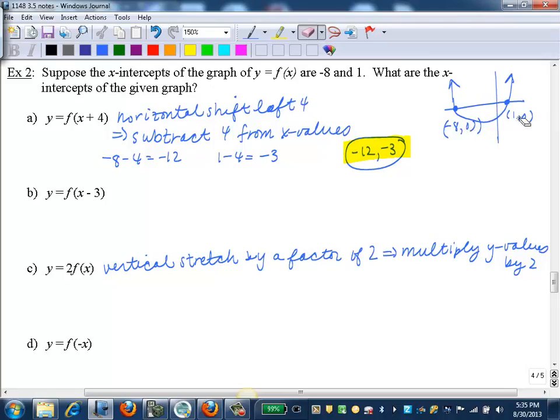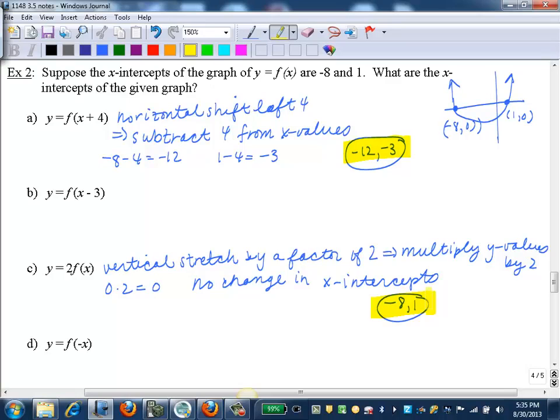Okay, so if we look at the two key points we're given, which are the intercepts, our y values are 0. Well, if we multiply 0 times 2, we're still going to get 0. So that means there's no change in the x-intercepts of this parent function. So they would just remain -8 and 1. And I'd like you to now try part D, y equals f of -x. And again, you guys can check those solutions on Blackboard.